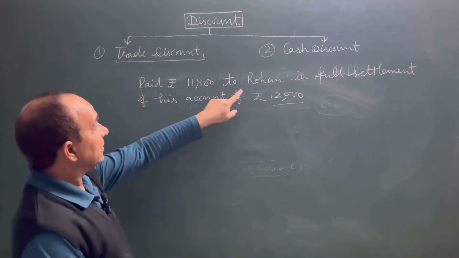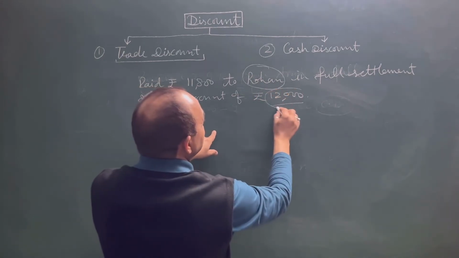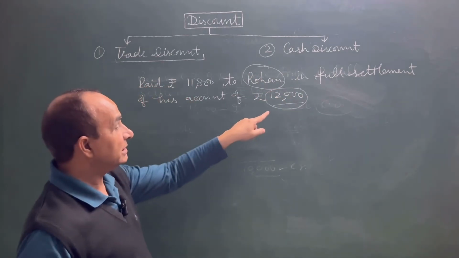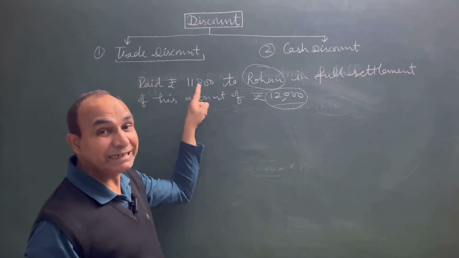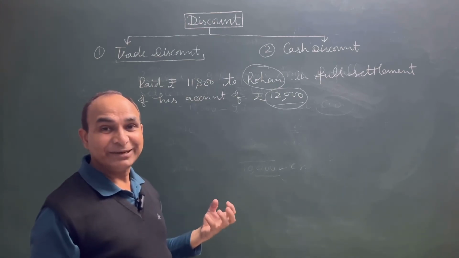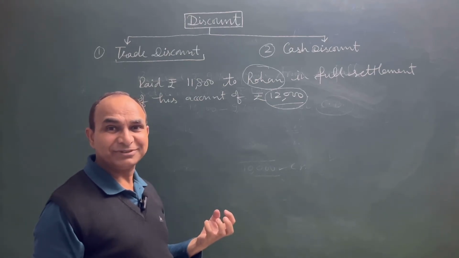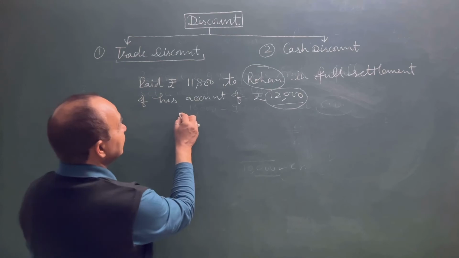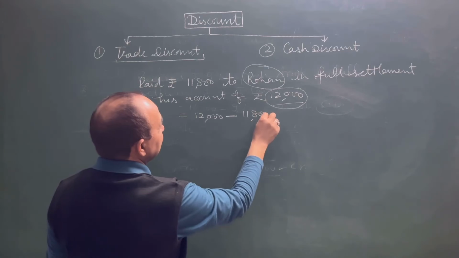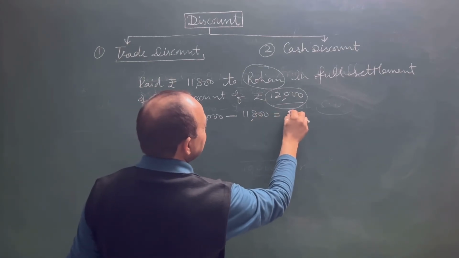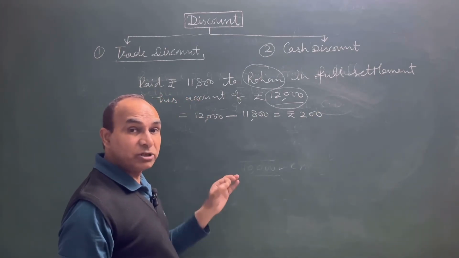In this case, Rohan is our creditor to whom we have to make a payment of rupees 12,000. But instead of 12,000, we made a payment of rupees 11,800. And in this case, we are earning a gain in the form of discount received, and that is our gain. So how to record this? See, how much gain? Total amount payable was 12,000. We paid only 11,800. So discount received is rupees 200. Now this is our gain. This is to be recorded through the books of accounts.